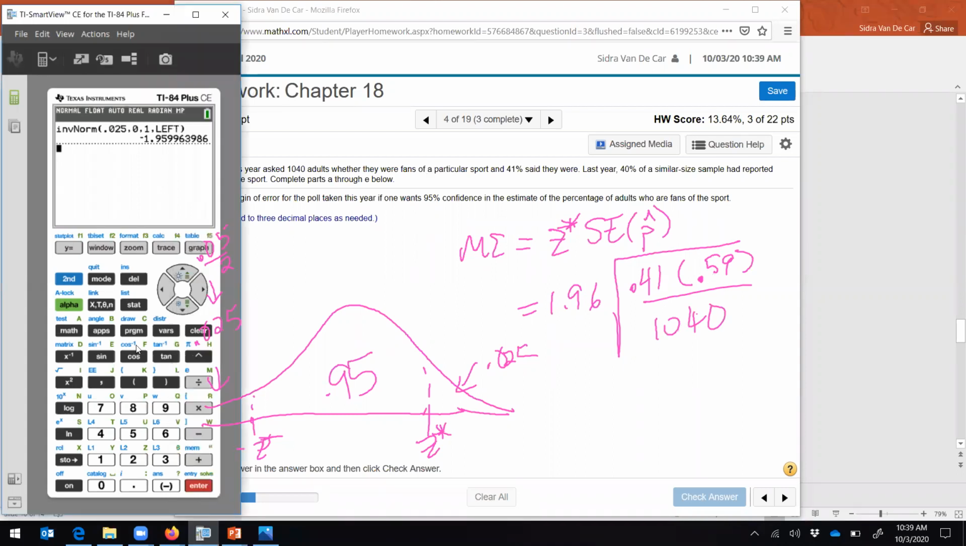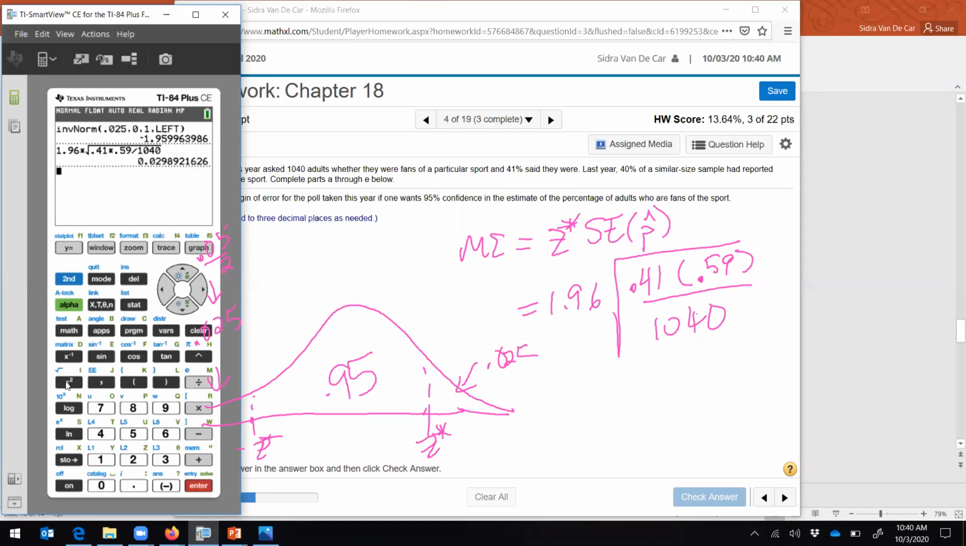So I would go 1.96 times the square root of 0.41 times 0.59 divided by 1040.